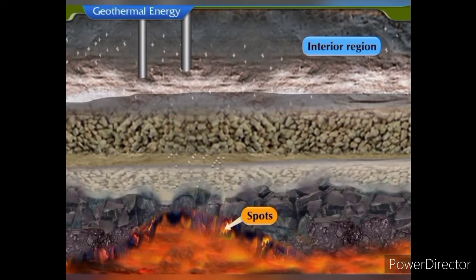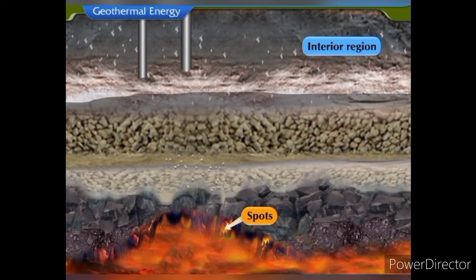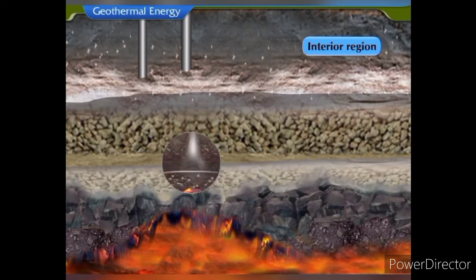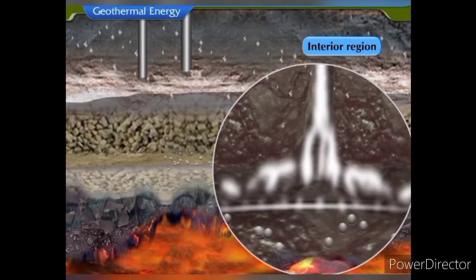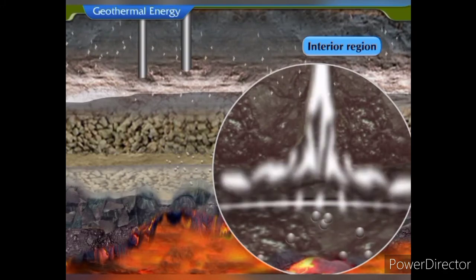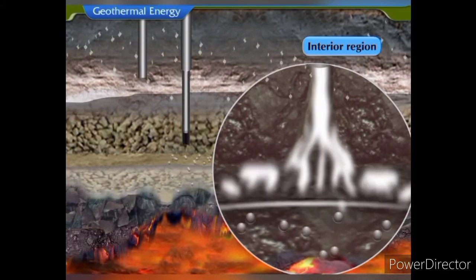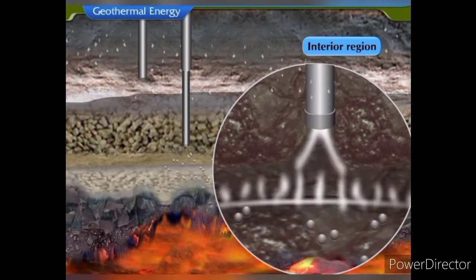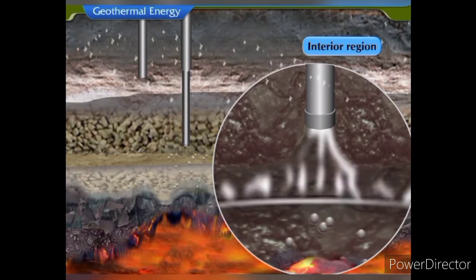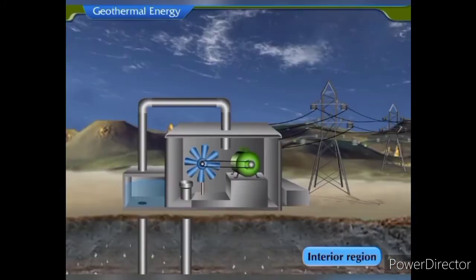When underground water comes into contact with hot spots, water gets converted into steam. The steam thus generated is trapped in rocks. This steam gets compressed under high pressure. This steam is extracted by sinking pipes through holes drilled up to the spot. The steam extracted in this way can be utilized to turn the turbine of an electric generator.